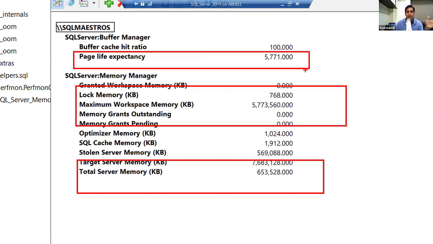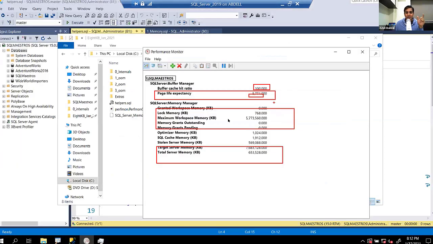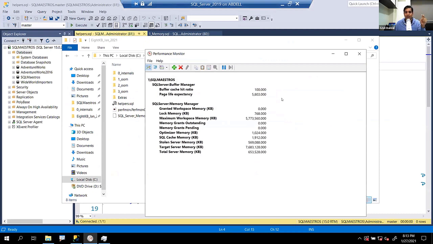Now, things to note here before we begin the demo. Look at buffer cache hit ratio, very good, sitting at 100%. Look at PLE, 5771, pretty neat, and it's increasing. If you observe this, it will increase by 1 every second: 803, 804, 805, and so on. Because when there is memory pressure, you will see that they all reset back to 0.